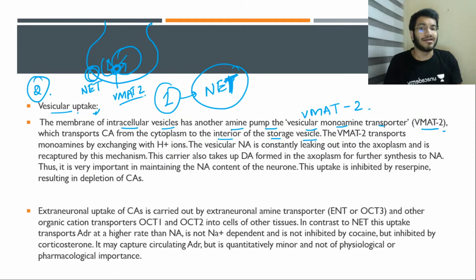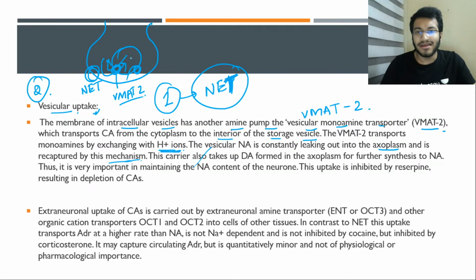Locations are different. That's why names are different, and as the name suggests, axonal uptake is on the nerve terminal, right? And vesicular uptake is on the vesicle, right? VMAT2 transports monoamines by exchanging with H plus ions, and the vesicular Na is constantly leaking out into the exoplasm and is recaptured by this mechanism.